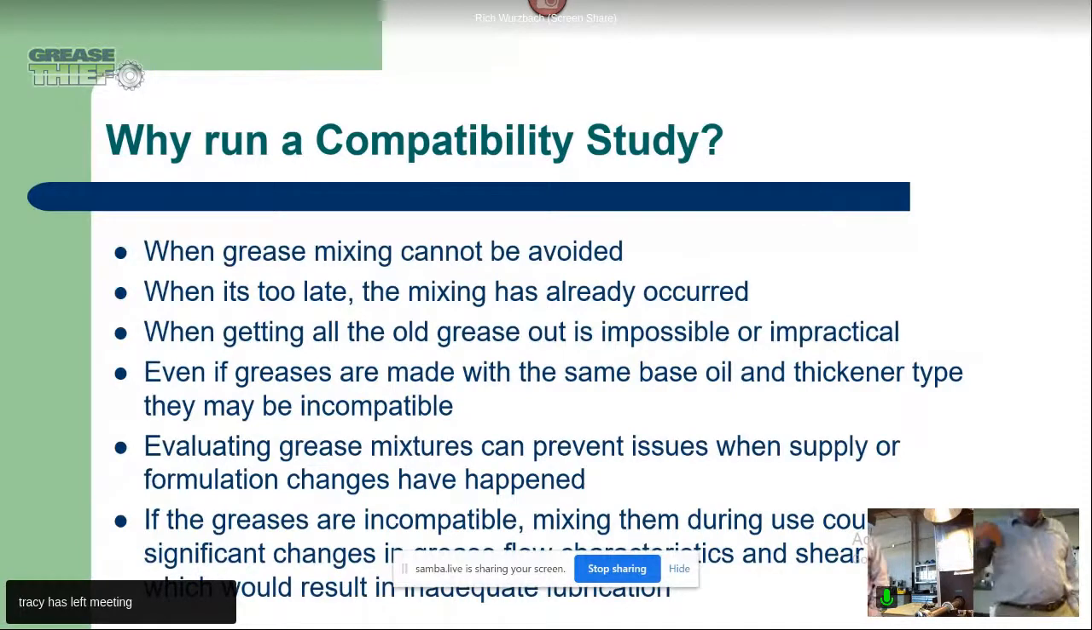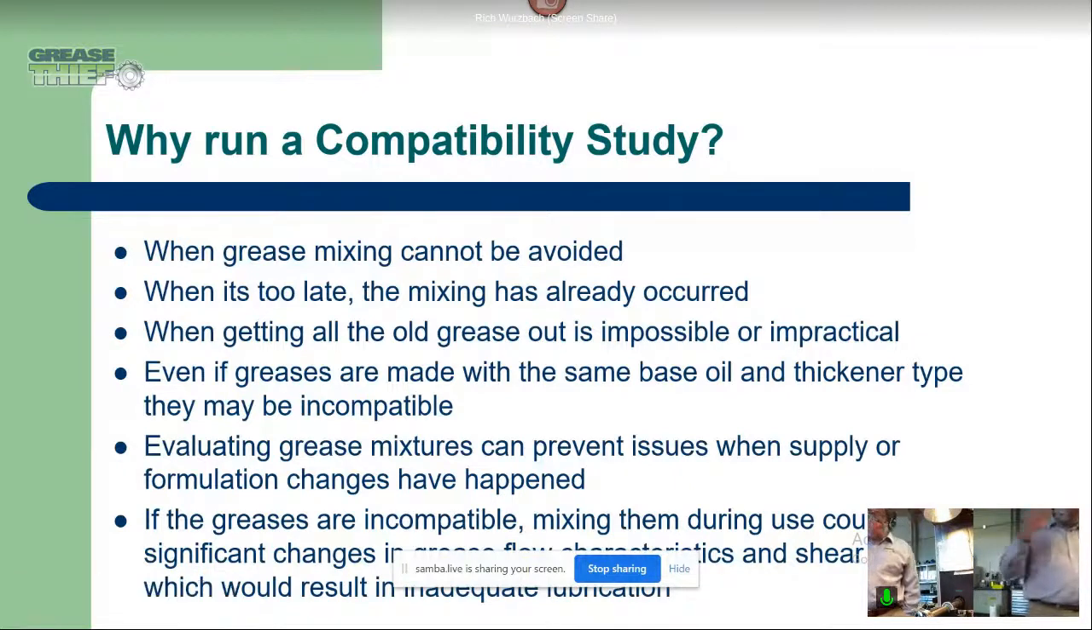So we can evaluate these grease mixtures to prevent these issues if we have a supply or formulation change. So maybe a grease isn't available anymore, or there's been some kind of reformulation, or maybe we just go to a new supplier and we just don't have access to the old grease. If the greases are incompatible, mixing them during use could lead to significant changes in the flow characteristics and shear behavior, which could result in inadequate lubrication.